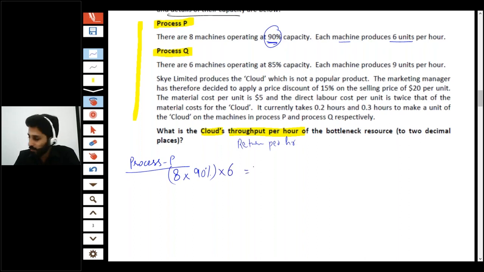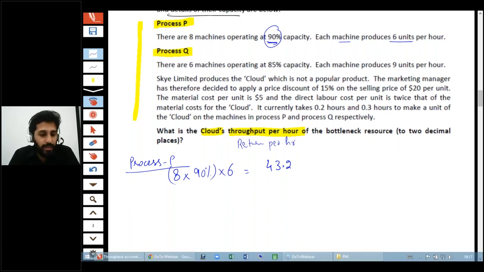Can you people tell me what this figure is actually showing? What is this 43.2? Can you people just type in the question box? What do you mean by this figure 43.2? Can anyone tell me? No, it's not time availability. It's not machine hours.